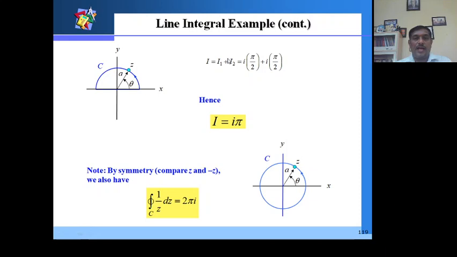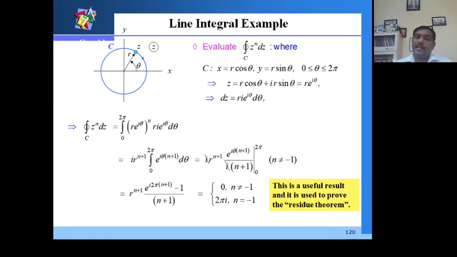Then if you apply I is equal to I1 plus I2, then i times pi by 2 plus i times pi by 2 is i pi. And also by symmetry, comparing z to minus z, we also have the integral of 1 by z dz is equal to 2 pi i.